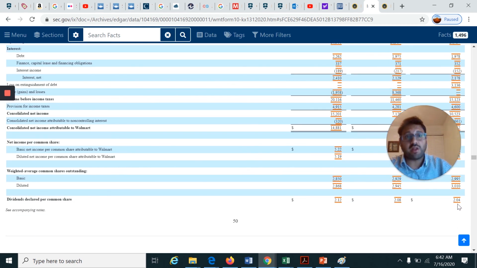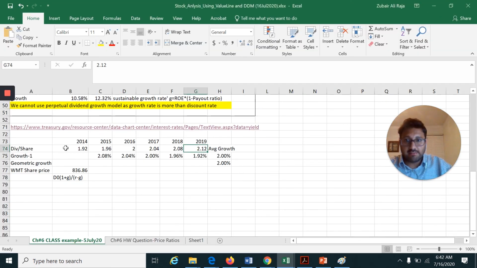So even if you do not have a Value Line Investment report, you can still dig out what dividend Walmart has paid, right? You can use that in your Excel file and simply get the growth rate of the dividend of the Walmart stock, right? So this is how you'll find the growth.